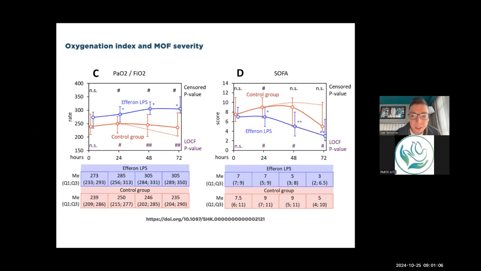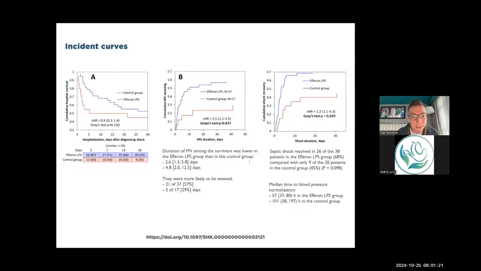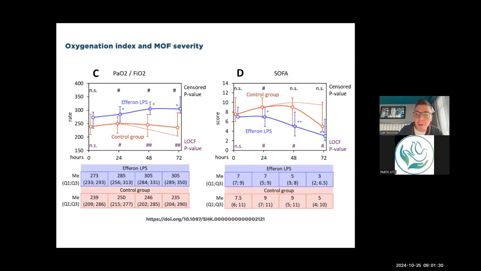The SOFA score was decreasing in the Efferon LPS group, and in the control group it looks like it was decreasing too, but as you saw on the previous slides, the 3-day mortality rate in the control group was almost 60%. So the most severe patients could not make it to the 72 hour time point, and that's why this survivor bias gives the impression of improvement of SOFA score in the control group. You can see that the dotted line for last observation carried forward gives another picture here.